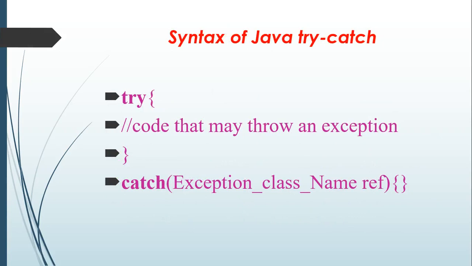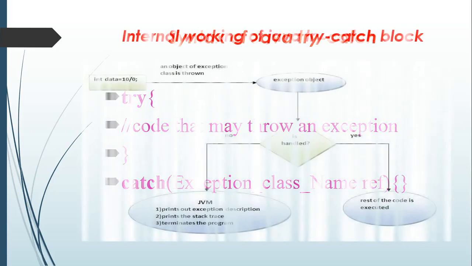Here is the syntax of the Java try-catch block. First the try, and then the code that may throw an exception. Once the try block's curly braces close, on the next line it is recommended to use catch. If we don't use it after the curly braces, it might show an error. Then the exception class name and the reference for it, and inside the curly braces, whatever we want to print, we can print here.